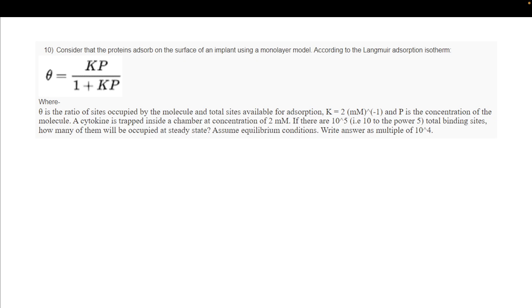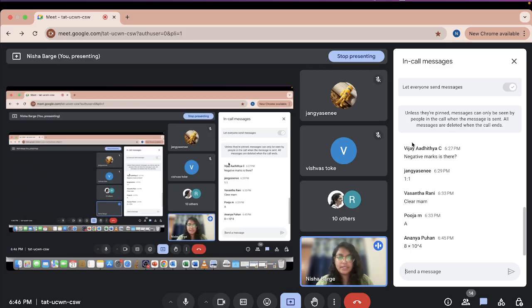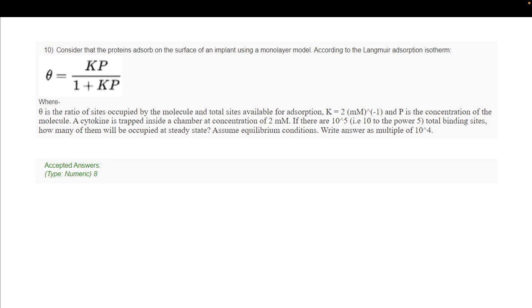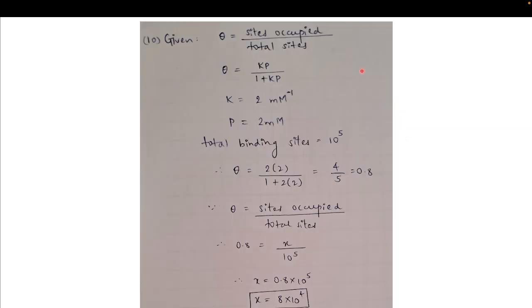Okay, I'll discuss the answer then. You're perfectly correct, whoever answered, Ananya. The answer is 8. This is the method I've used to solve it. You already have theta, which I said was the ratio of sites occupied on the implant surface divided by your total sites. We have the values of these parameters: we know what K is, we know what the concentration is, which in this case is P, and we know the total binding sites. So you just put the values in here, and your theta is 0.8.